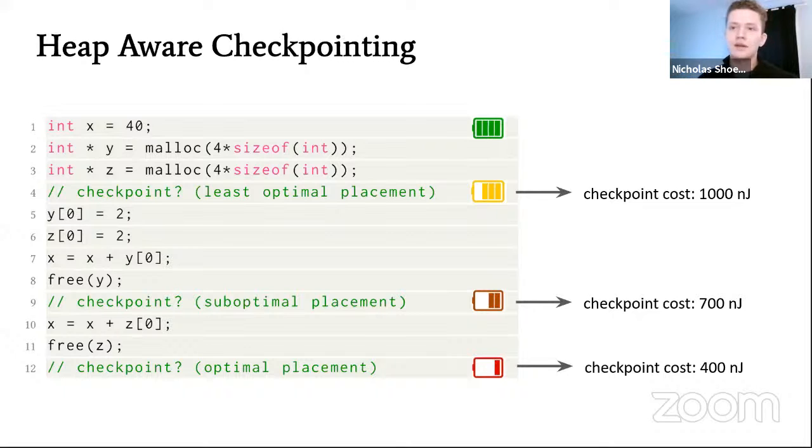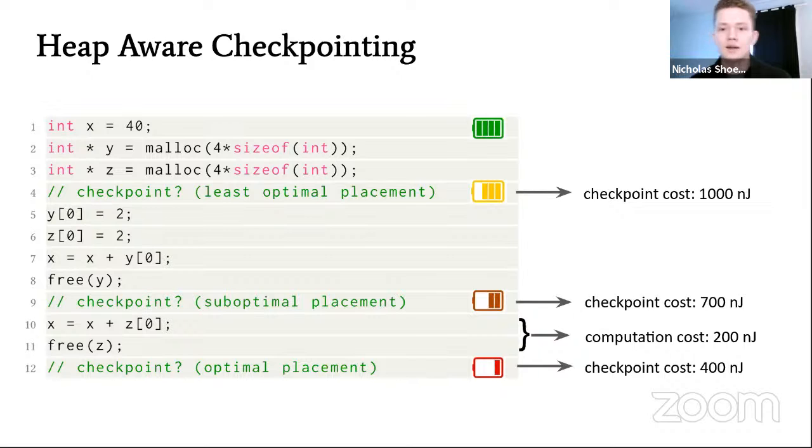And if we don't get to a checkpoint, then we will lose all of our progress for that pulse of power. So it would be a little pessimistic and place a checkpoint on line 9. But if we actually examine the difference between these 2 checkpoints, lines 9 and 12, we'll see that the cost of checkpointing on line 9 is actually 700 nanojoules, and the cost on line 12 is 400 nanojoules. But the computation in between only costs 200 nanojoules.